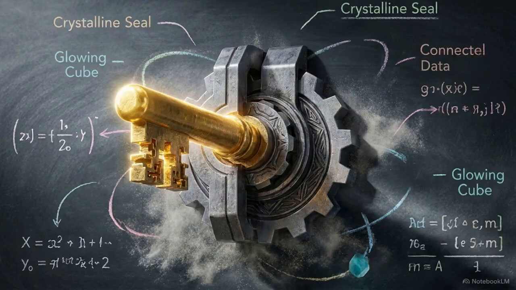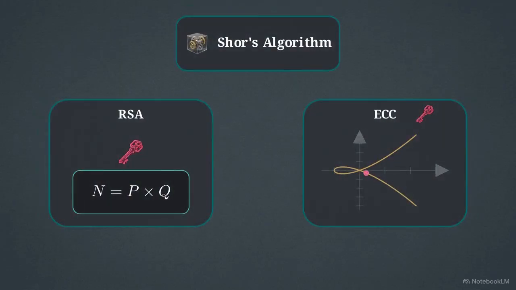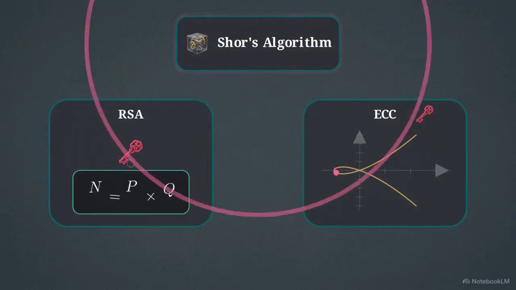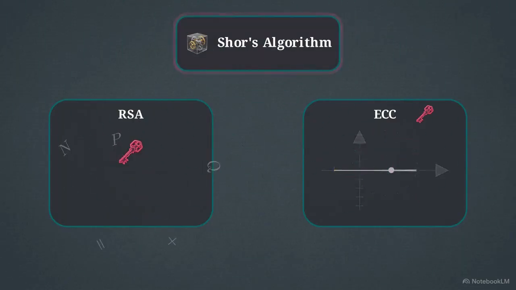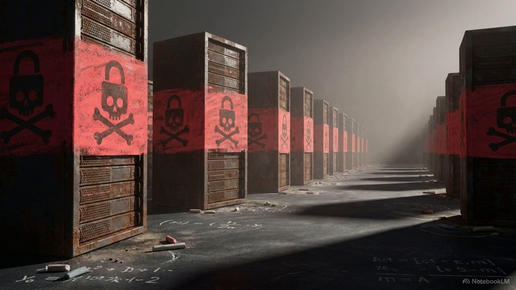The fundamental problem lies in the trapdoors. A sufficiently stable quantum computer running Shor's algorithm will be able to solve both prime factorization and discrete logarithms with extreme efficiency. When that threshold is crossed, every RSA and ECC implementation in existence will become obsolete.